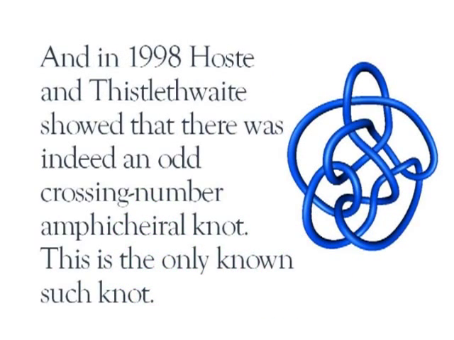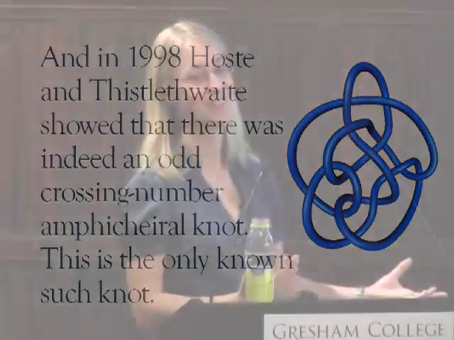More interestingly, only in 1998, somebody managed to find an amphichiral knot with an odd number of crossings. This is a 15-crossing amphichiral knot. And it's because it's non-alternating that you can't do the pluses and minuses thing. And as far as I know, this is the only non-alternating odd crossing number amphichiral knot that we've ever found. So it's actually not so surprising that Tait never found it, because they're very, very rare.